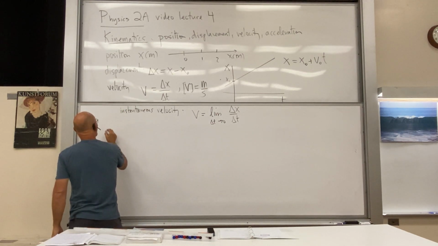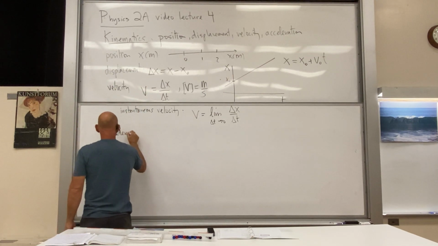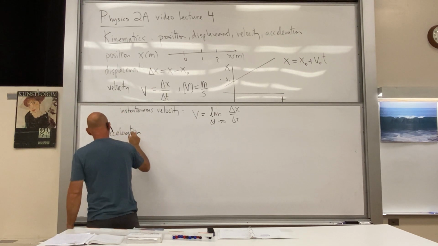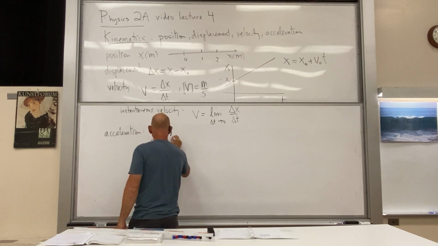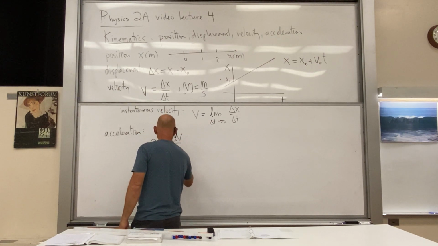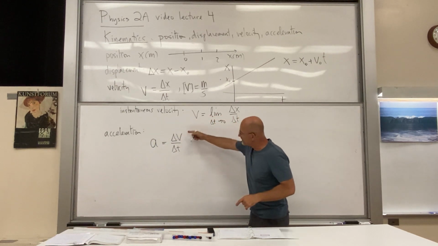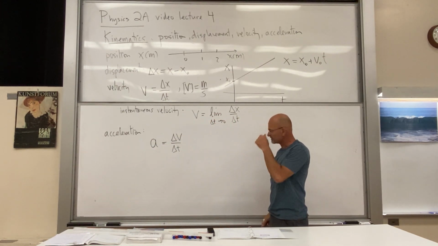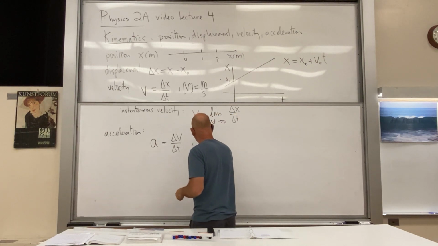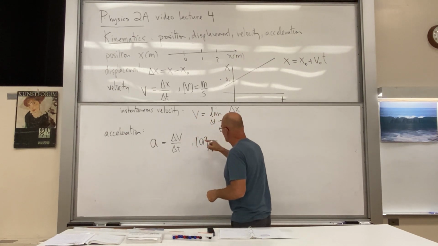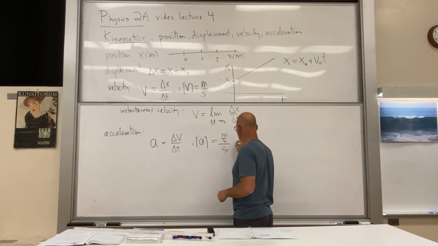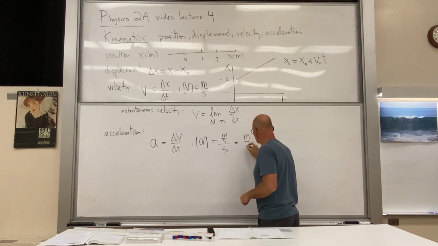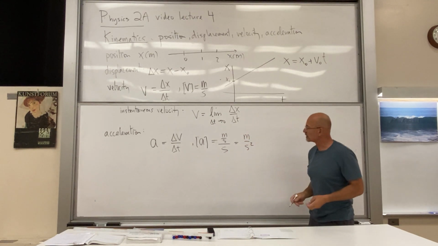But now we get to the last in our list here, acceleration. So acceleration is going to be the letter a is equal to delta v divided by delta t. So it's the change in velocity over time. What are the units of acceleration? Meters per second divided by seconds, so we say meters per second squared. Okay, the units of acceleration are meters per second squared.